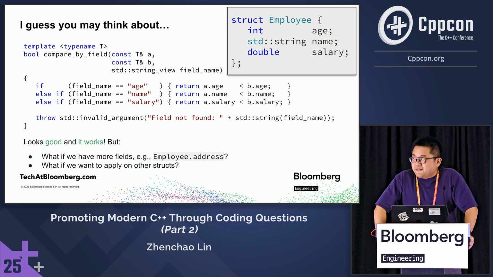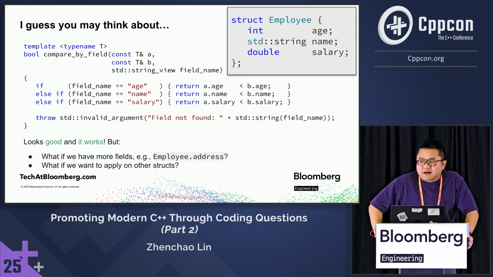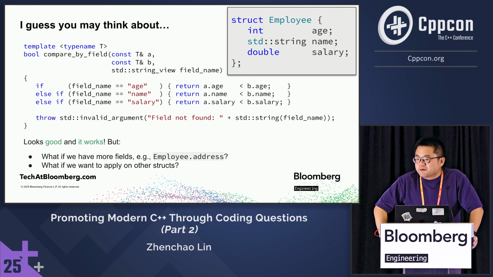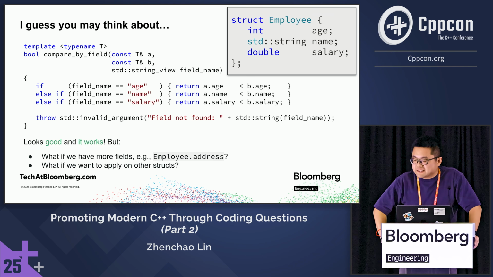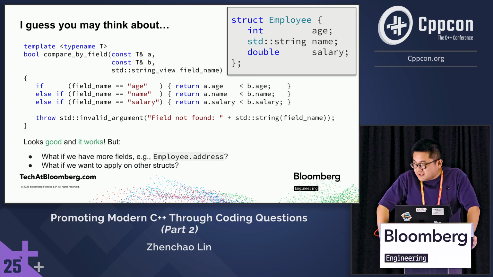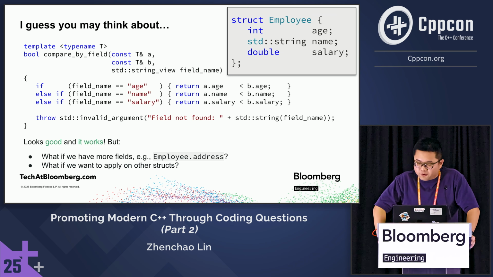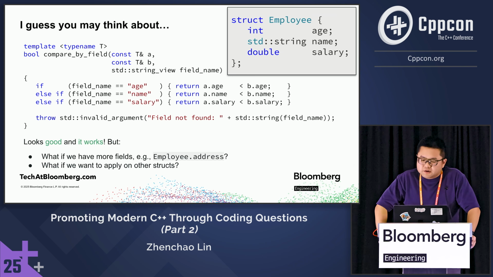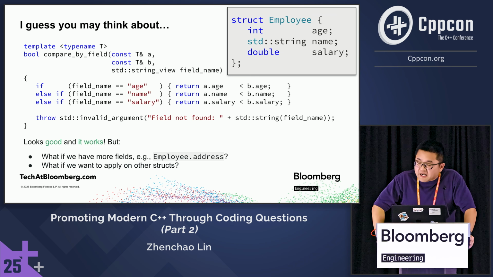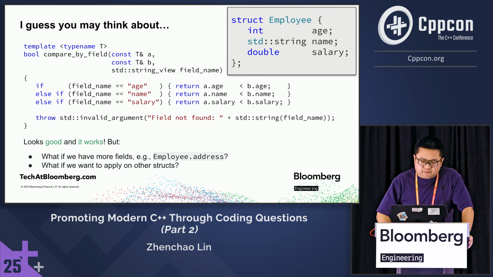Starting from the easy way, I guess most people will think about writing things like this. If we don't have reflection, I want to implement everything in a hash. It's good, it's working, but it has some weaknesses. If we add new fields in the employee, or if we want to apply this function to other structs, we may need to add more new lines, so it's hard to maintain.